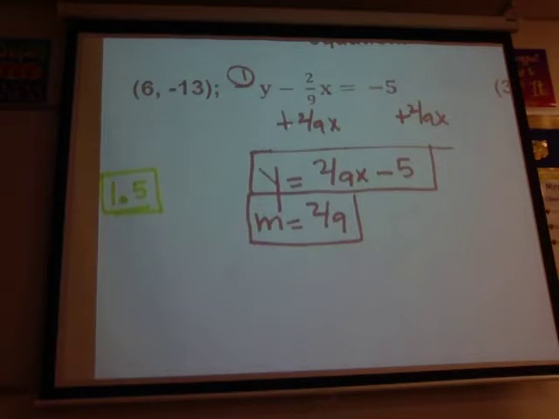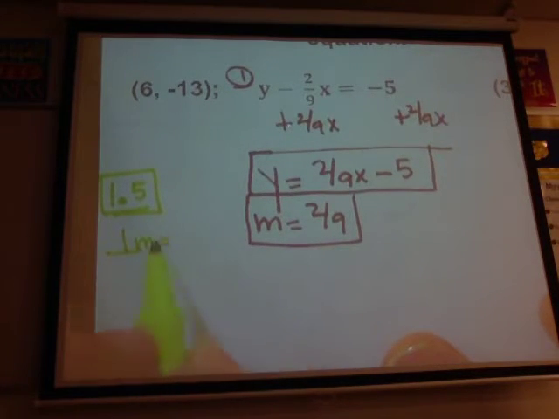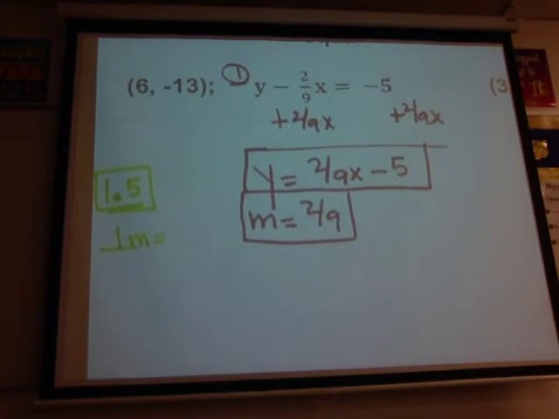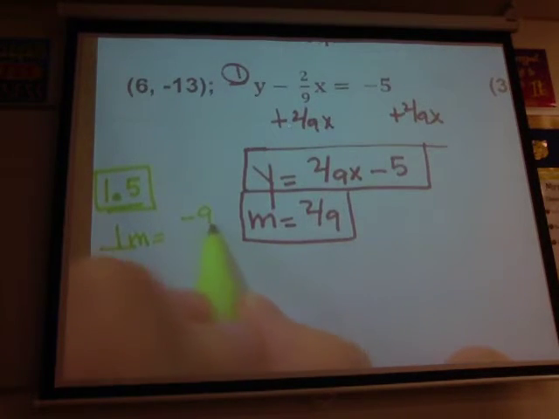Okay. Alright, so step 1.5. We've got to find the perpendicular slope. So to find the perpendicular slope of 2/9, what do we do when it's perpendicular? It's opposite. Flip it and change the sign. Alright, so the opposite reciprocal, so what would that be? -9/2.